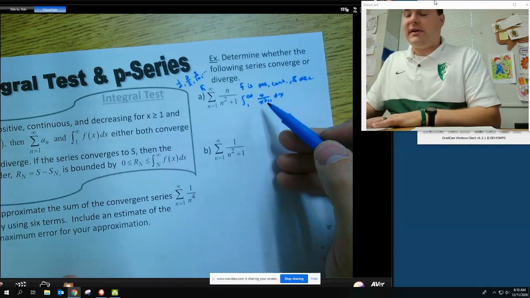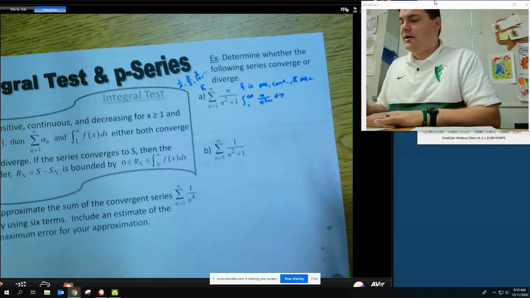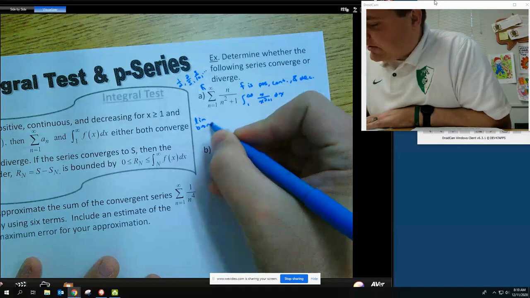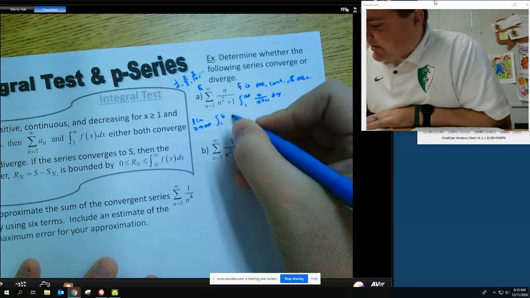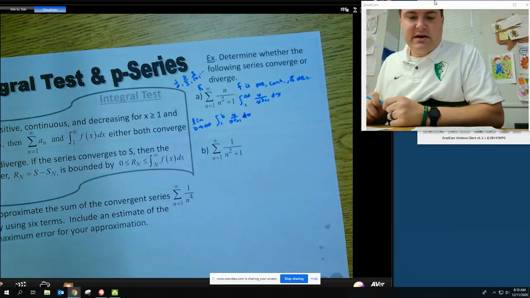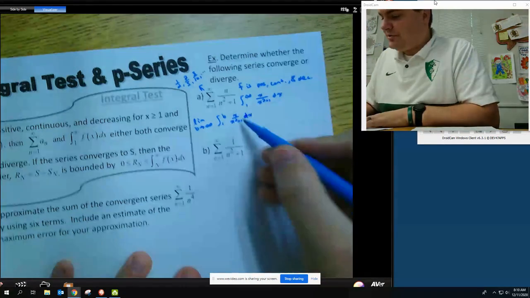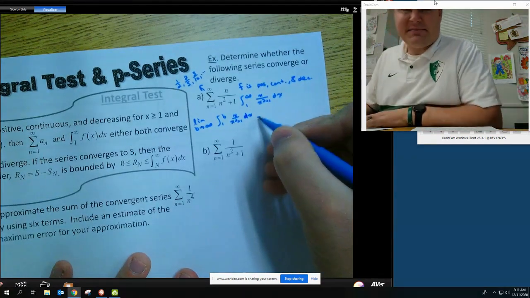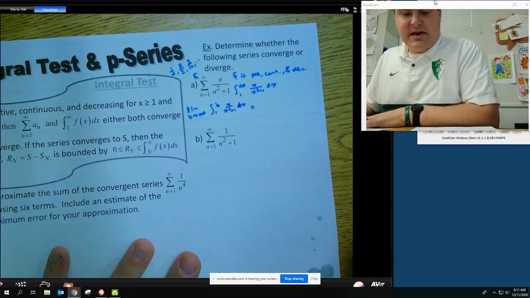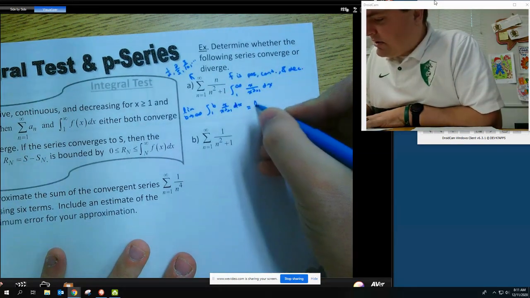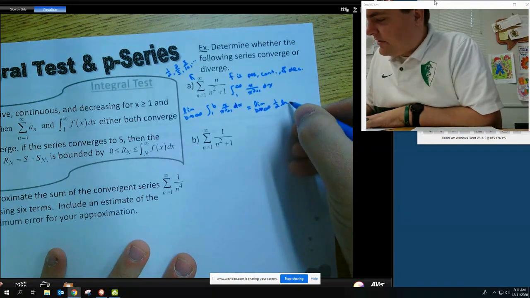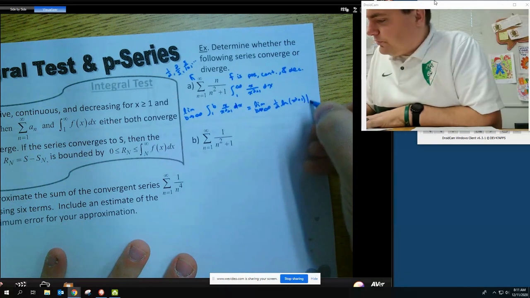I just need to find this. Now the actual value itself I don't really care about, but I do care whether I get a number or I do not get a number. So we're going to do the limit as b approaches infinity, from 1 to b, of x over x squared plus 1 dx. This would just be a u-sub. If you don't mind, I'm going to skip the integration step because that's not the part I'm too worried about. You can integrate this by doing u-sub. You're going to end up getting 1/2 ln of x squared plus 1, going from 1 to b.